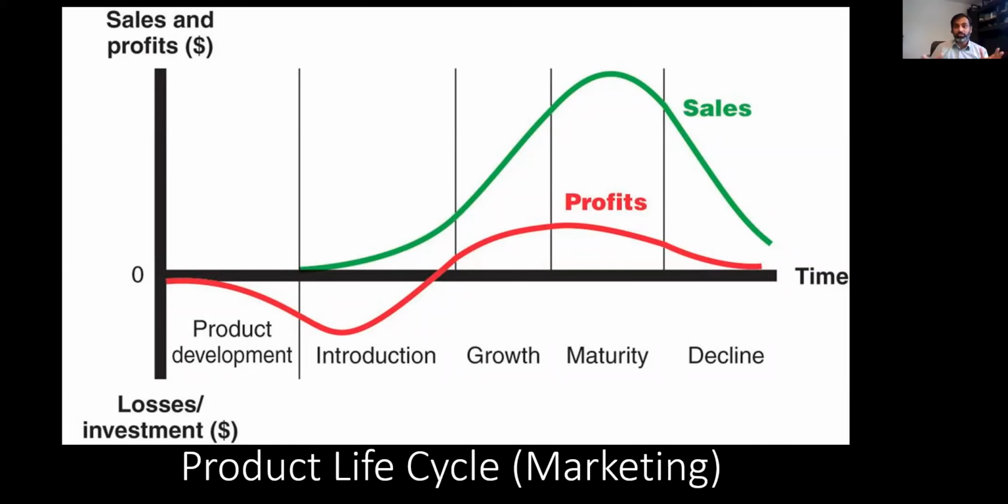So that's how the different product life cycle stages work when you are looking at it from a marketing perspective. You have the introduction, growth, maturity, and decline.